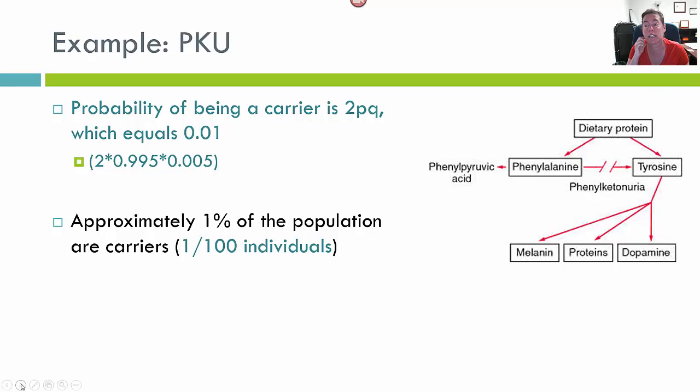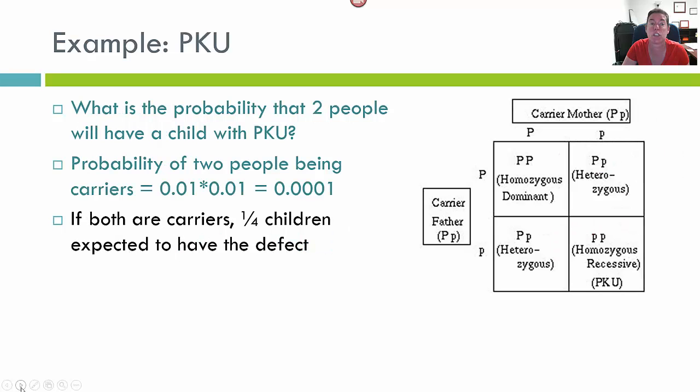The probability of being a carrier for PKU is the equivalent of 2PQ. 2PQ equals 0.01. How do I calculate that? 2 times 0.995, this is the frequency of P, times 0.005, the frequency of Q. This means that approximately 1% of the population are carriers. 1 out of 100 individuals are going to be carriers for PKU.